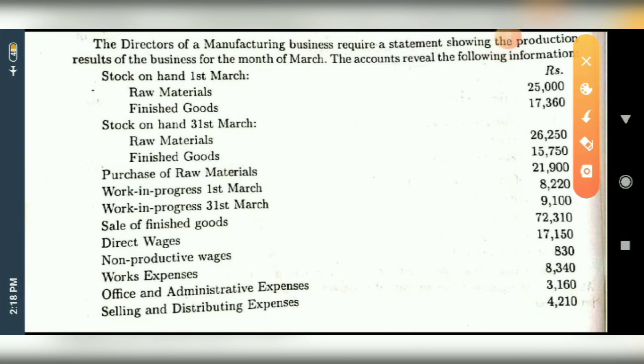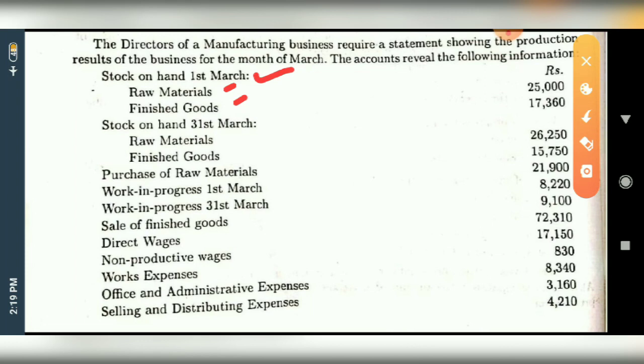Yes, let us begin with one cost sheet problem. See here, one company is there and the related stock information or costing information is given below. So let us begin with this problem. First, the contents are given. Stock on hand 1st March indicates the beginning stock. Raw material 1st March and finished goods 1st March are given, that is opening stock.